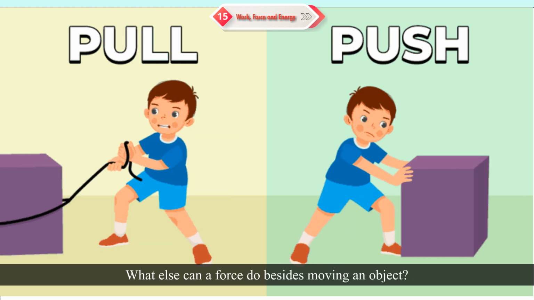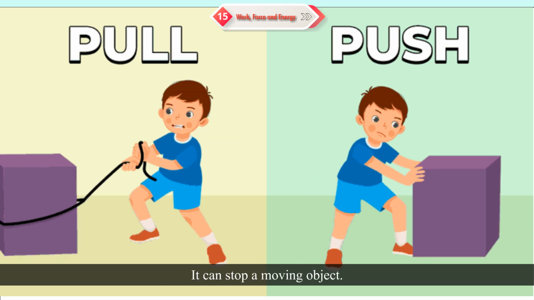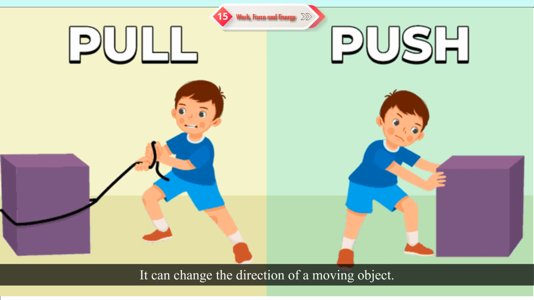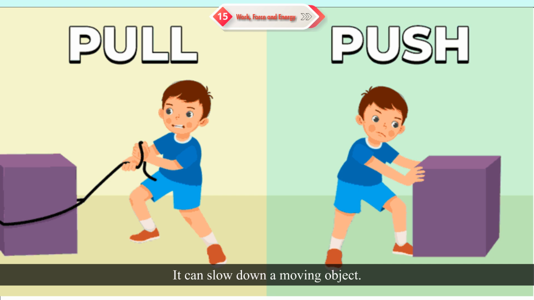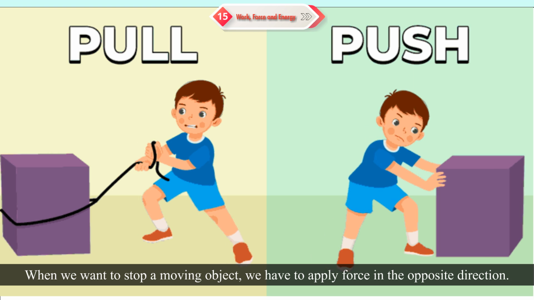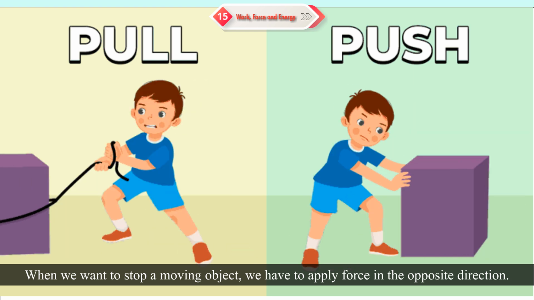What else can a force do besides moving an object? It can stop a moving object. It can change the direction of a moving object. It can slow down a moving object. When we want to stop a moving object, we have to apply force in the opposite direction.